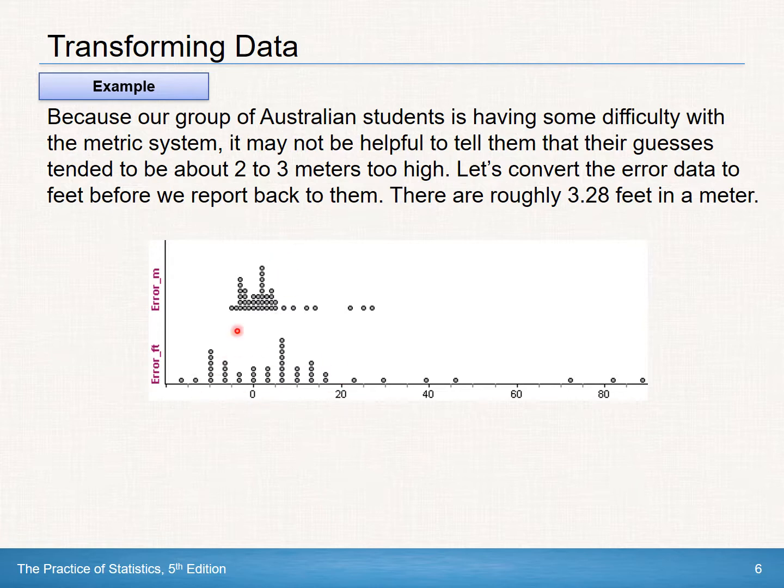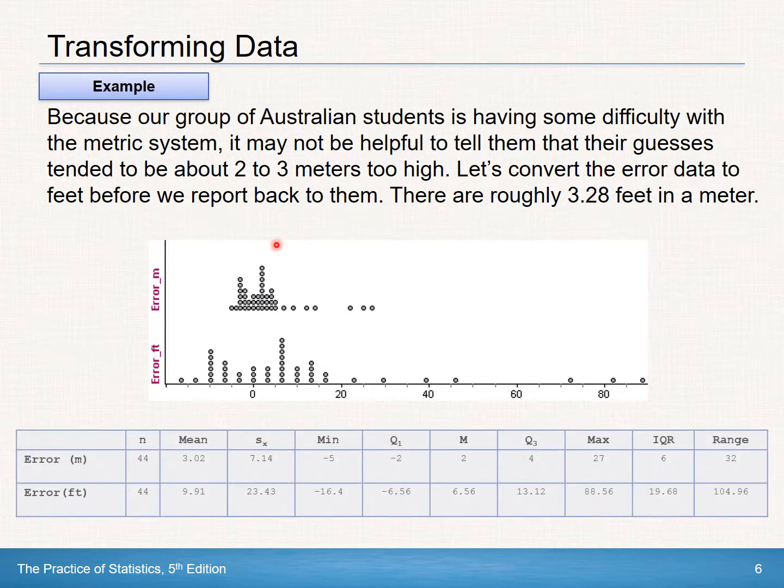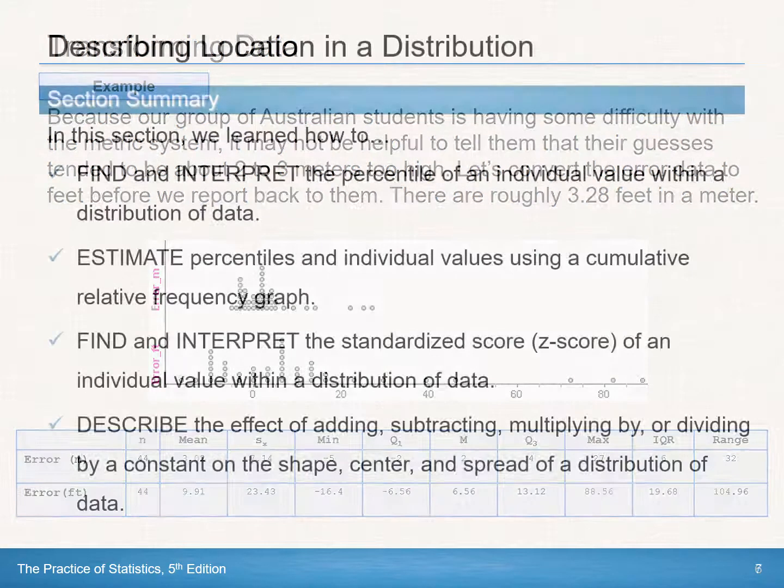meters data and we translated it into feet, and as you can see, the shape is still roughly the same. We're skewed to the right, but our center and our spread were multiplied by 3.28. So our mean was multiplied by 3.28, and our standard deviation, our interquartile range, and our range were all changed by that multiplier, the 3.28 feet.